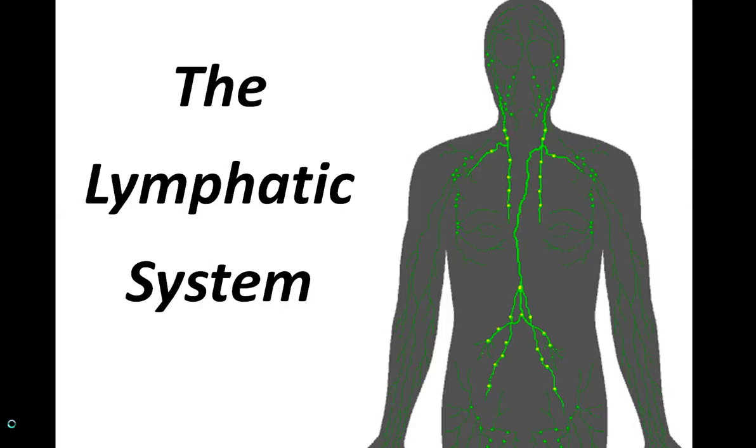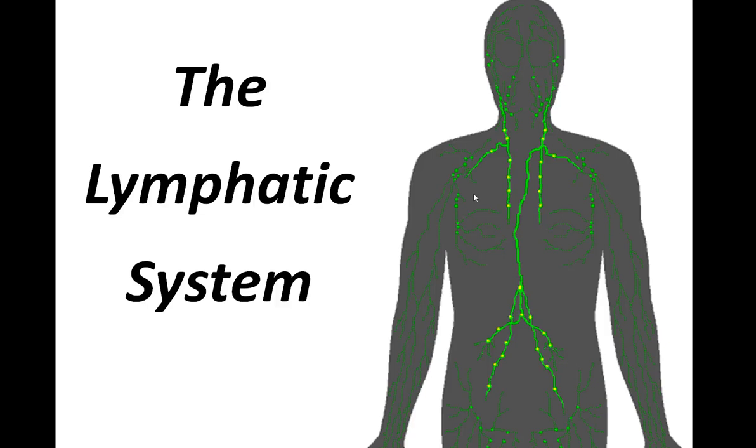The topic of today's lecture is the lymphatic system. Now, the lymphatic system has two key roles in our body. The first role of the lymphatic system is to drain excess tissue fluid, and illustrated here on this image are a range of lymphatic vessels that are found throughout the body.